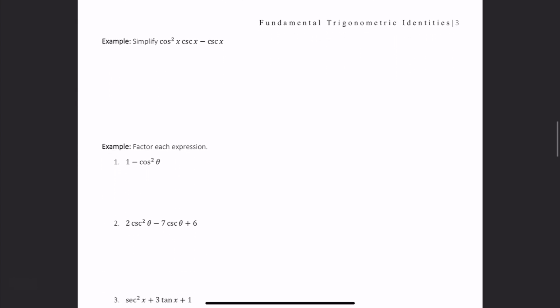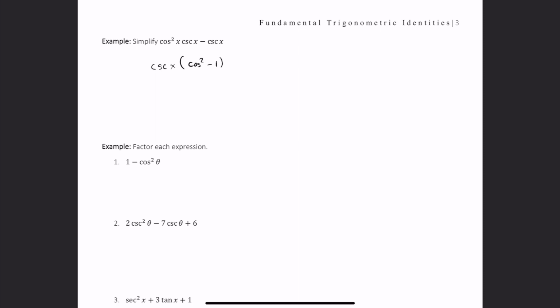Okay, so first example, we're going to have to simplify this expression. So what we can do is treat this like any other expression you would in algebra. You can just treat cosines, cosecants, all these identities as terms. So we can see that in this term we have a cosecant, and in this other term we have a cosecant. So we can actually factor a cosecant out. So we'll have cosecant x, and then we'll be left with cosine squared x minus 1.